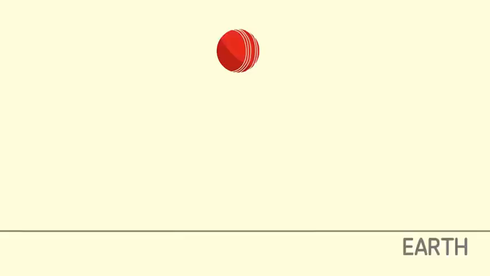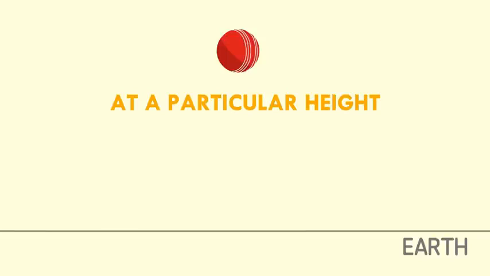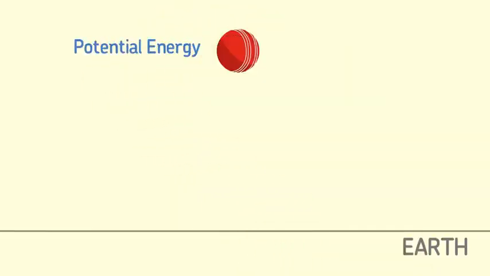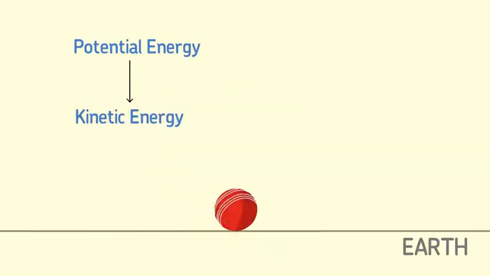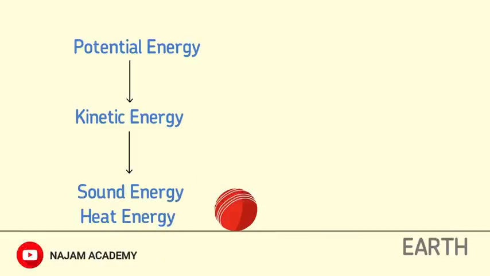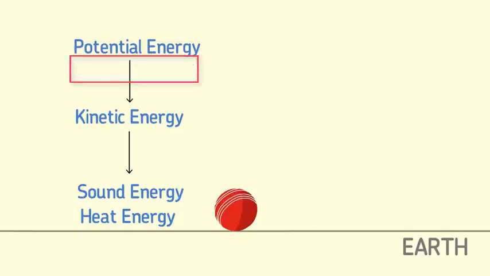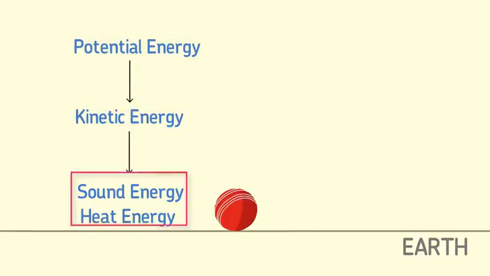Similarly, when a ball is present at a particular height, it possesses potential energy. Now, this ball starts falling. The potential energy of the ball is converted into kinetic energy. When the ball hits the ground, the kinetic energy of the ball is converted into sound energy and heat energy. Hence, in this example, potential energy is converted into kinetic energy, into sound energy, and then into heat energy.